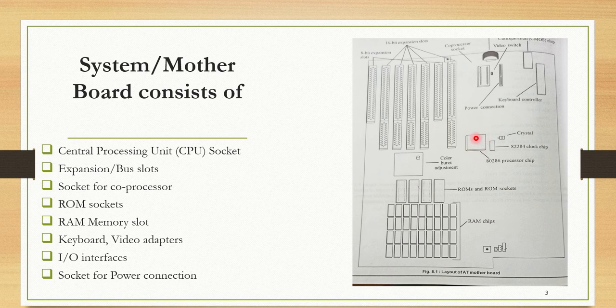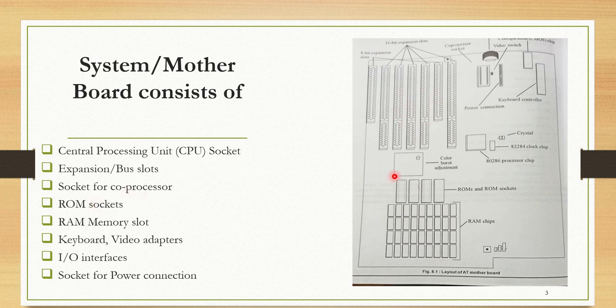This is one standard motherboard, but nowadays motherboard size and shape has changed. This is a basic 286 motherboard, because 286 is the CPU chip here. There are expansion slots. So you have to attach something on the motherboard like graphics card, LAN card, or video card. You can put it here. It's called expansion slots or bus slots.